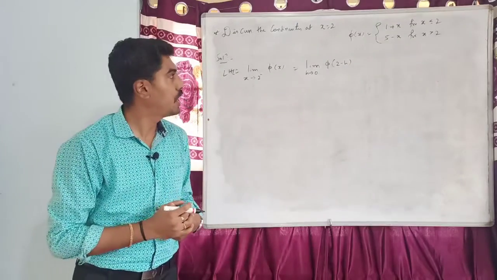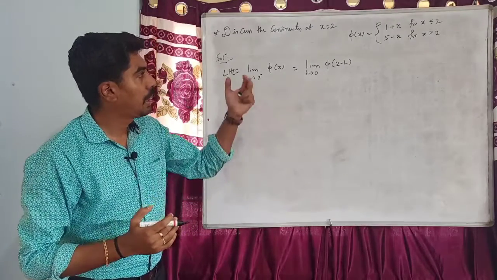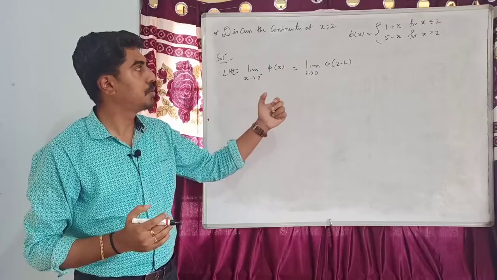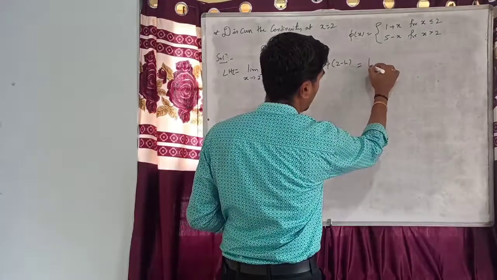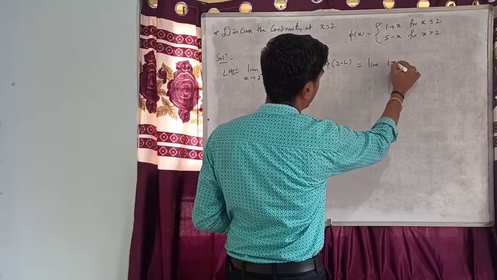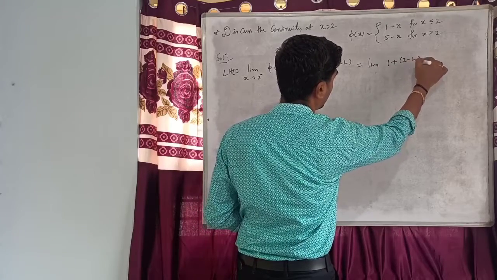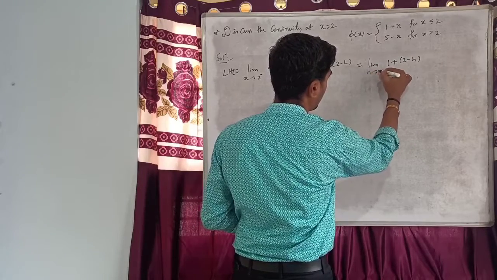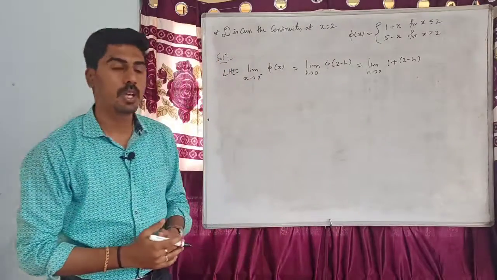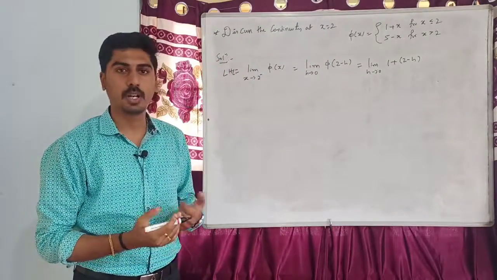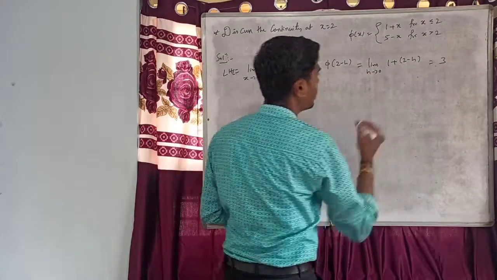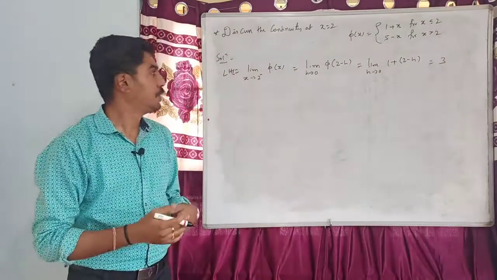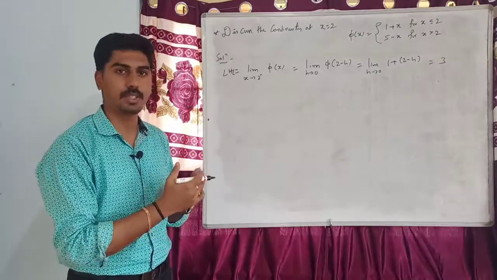By the definition of phi of x, for x less than or equal to 2, the function is defined as 1 plus x. So this will be equal to limit of 1 plus 2 minus h as h tends to 0. So if I put h equal to 0, I get 3. So the left hand limit at 2 is 3.